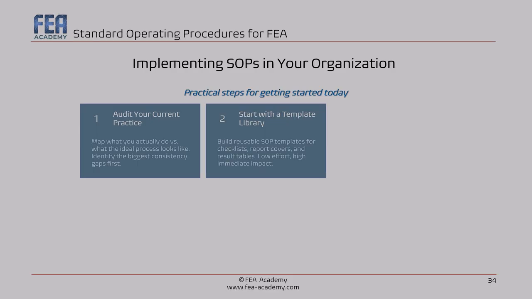Then, for implementation, the fastest path to SOP adoption is a template people actually use. A pre-run checklist in a shared folder, for example, a standard result plot configuration, a mesh quality report in a familiar format. These feel useful immediately because they are, okay? So the template comes before the process.